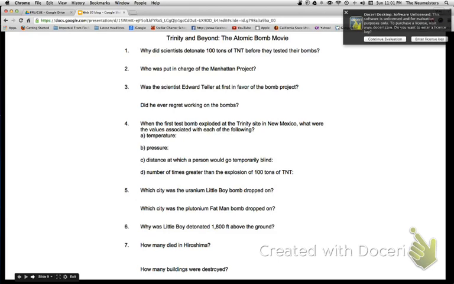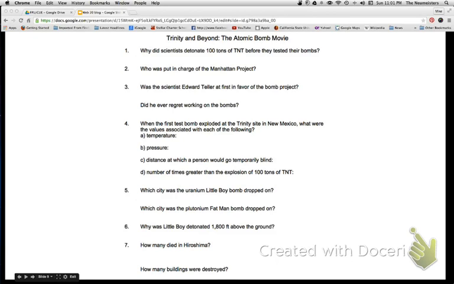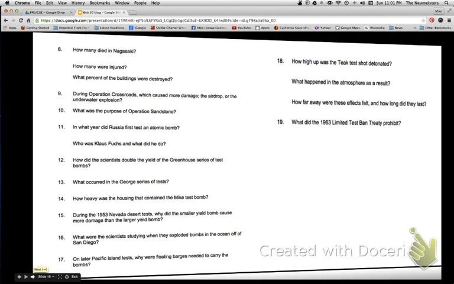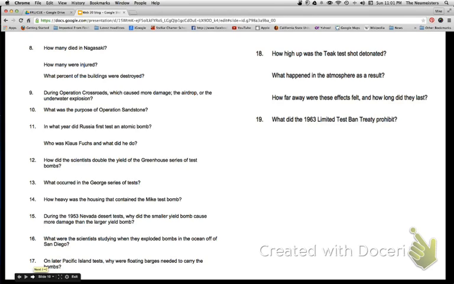Now, the students proceed doing this project, putting in the answers, and then they would be, of course, going on to the next slide presentation, answering these questions. And, of course, they come to question 19.